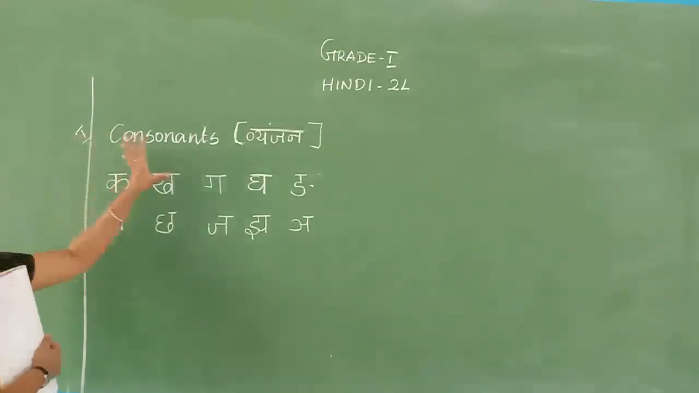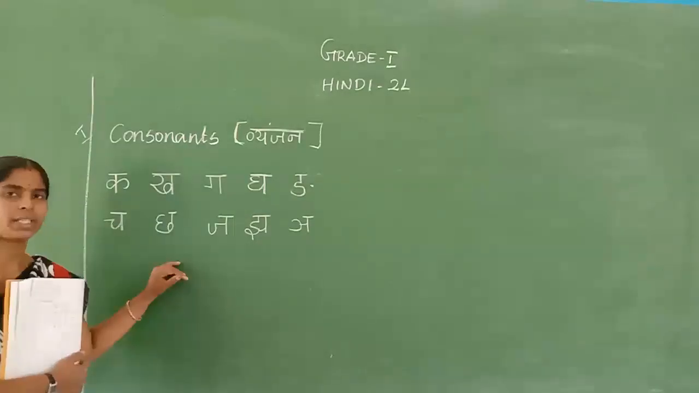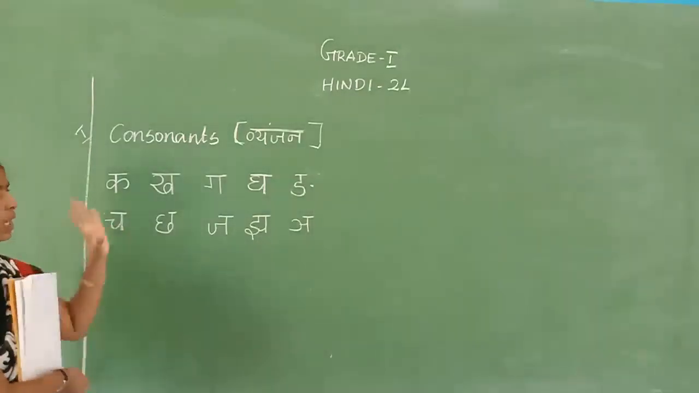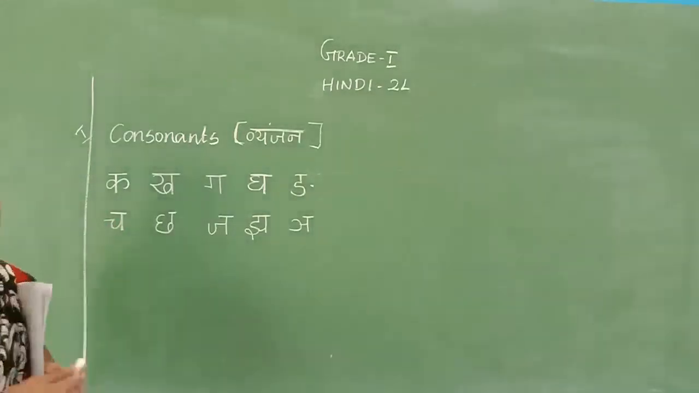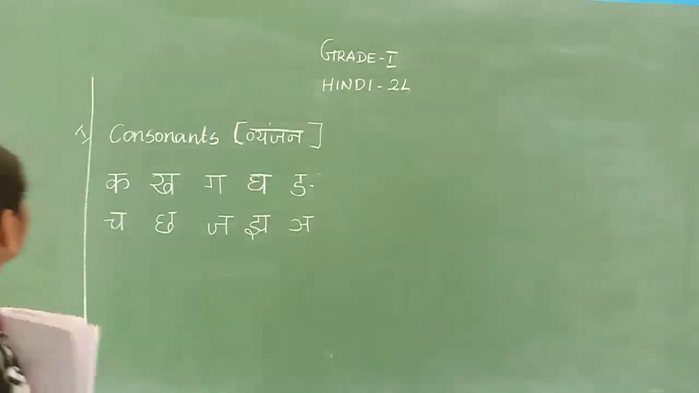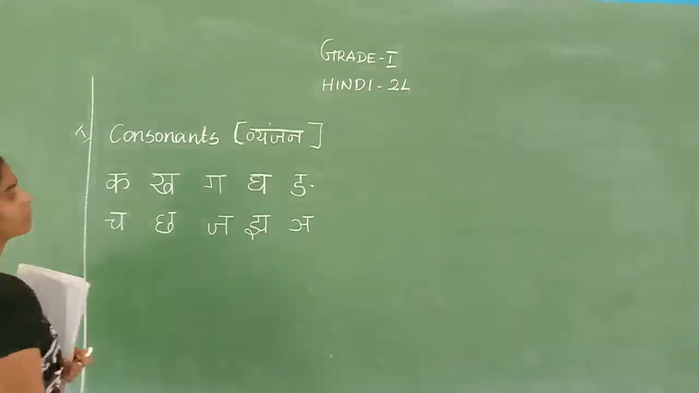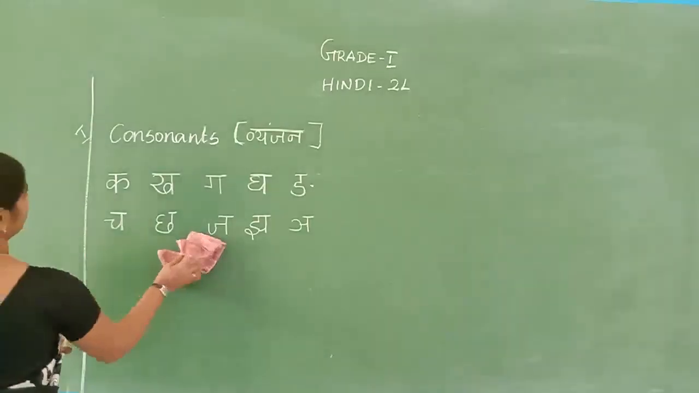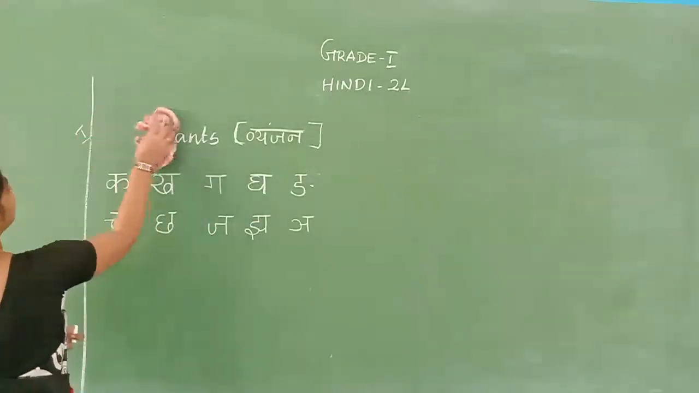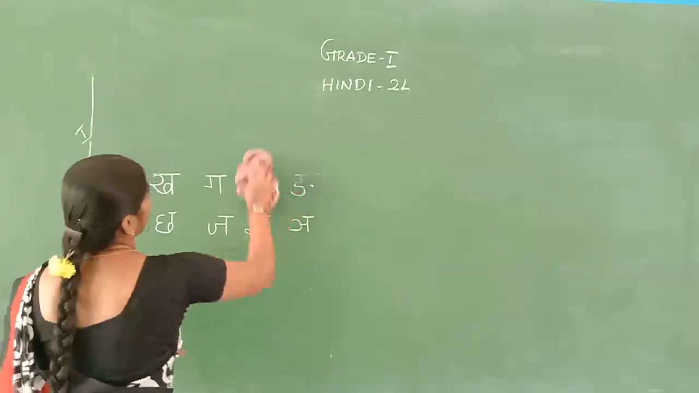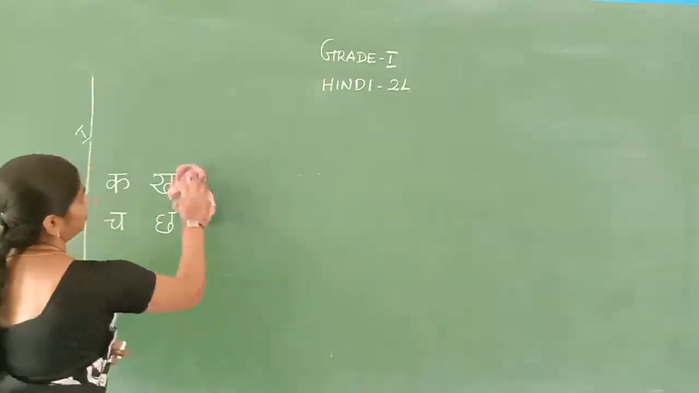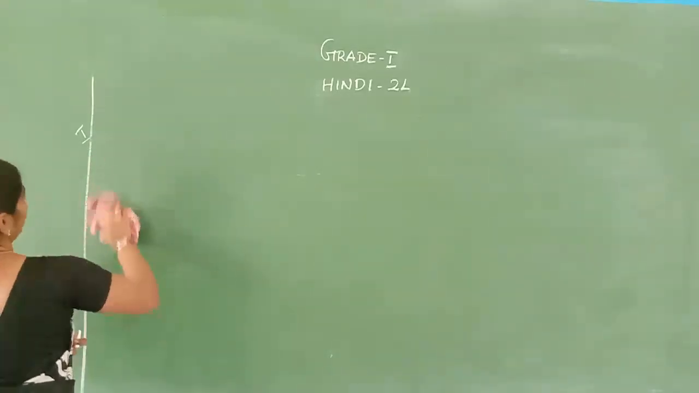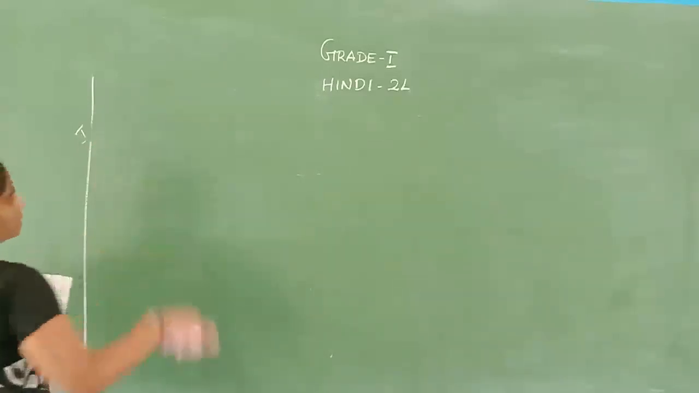The first Roman letter is consonants, vyanjan. You have to write only two lines. Copy. Shall I write? Don't worry, children. I will give a PDF of the class work for you. Okay? Just listen to this.